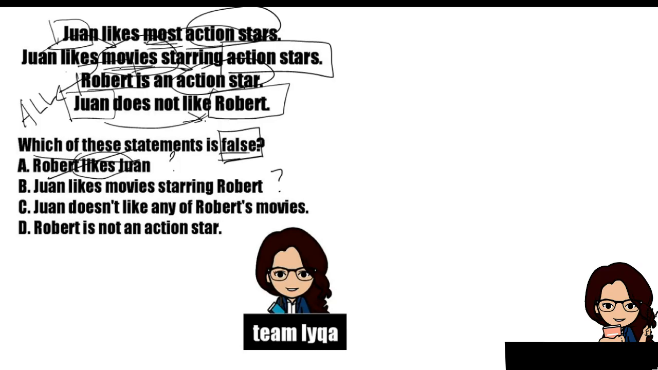Okay? Is it possible? Ngayon, if you answered C here, I know where you made a mistake. The reason why you answered C is this. Inassume ninyo, okay, na dahil ayaw ni Juan si Robert, ayaw niya na rin ng pelikula starring Robert. Tama ba ako? But, if you think about it, may possibility naman na kahit nandun si Robert sa pelikula, nagustuhan pa rin ni Juan yung movie.